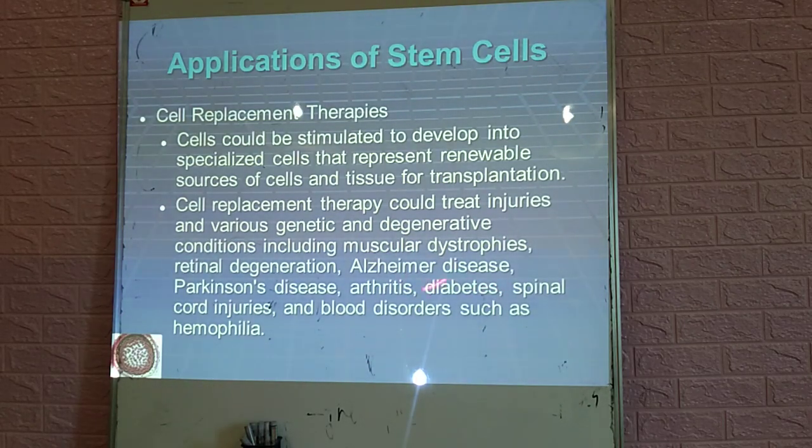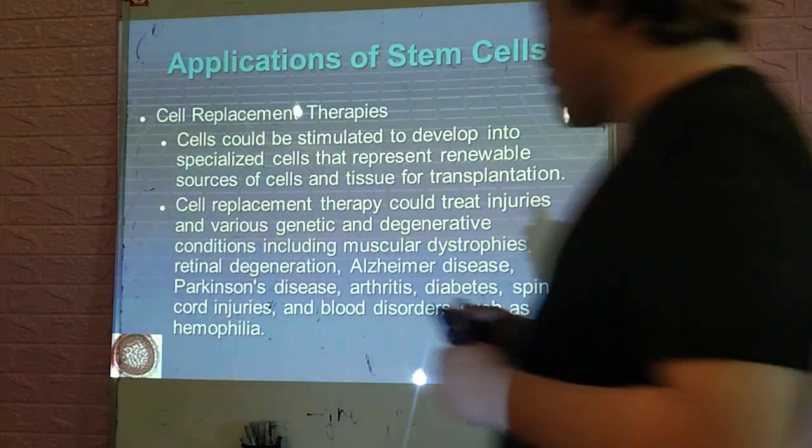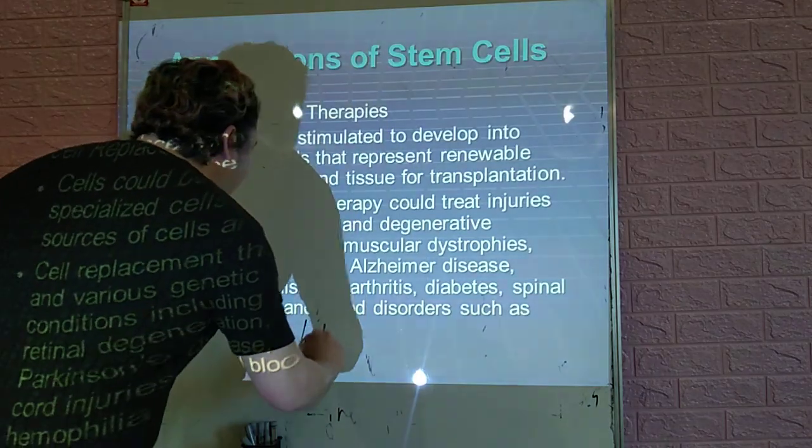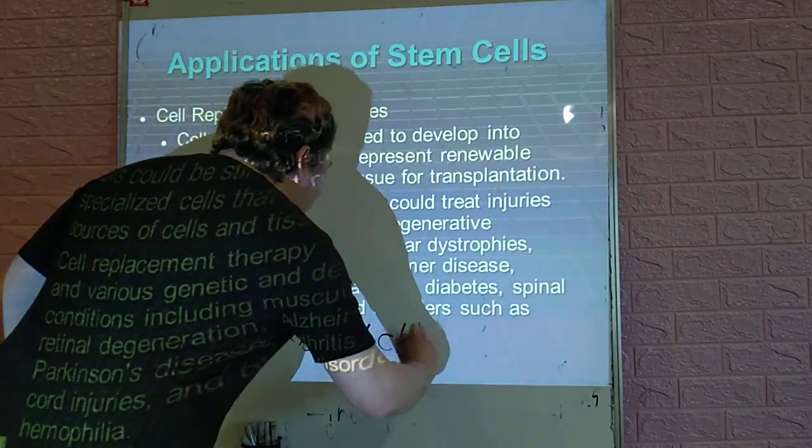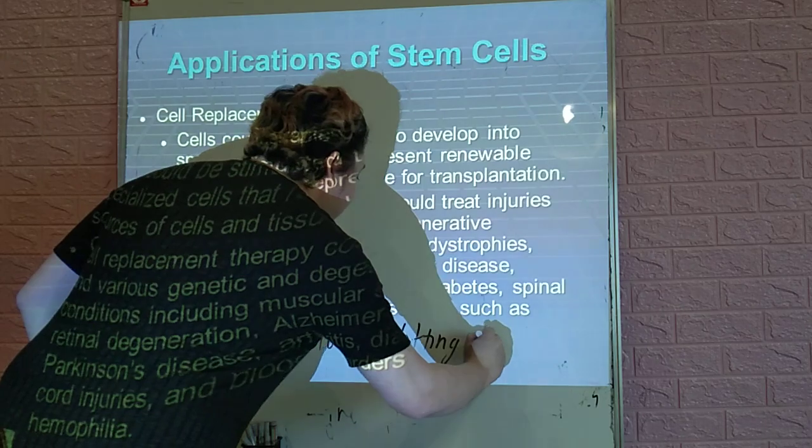For the information of everyone, adult stem cell therapy is now utilized for chronic arthritis treatment, for diabetes and spinal cord injuries, and blood disorders such as hemophilia. Remember that specific problem when it comes to blood clotting. So this is associated with blood clotting deficiency.